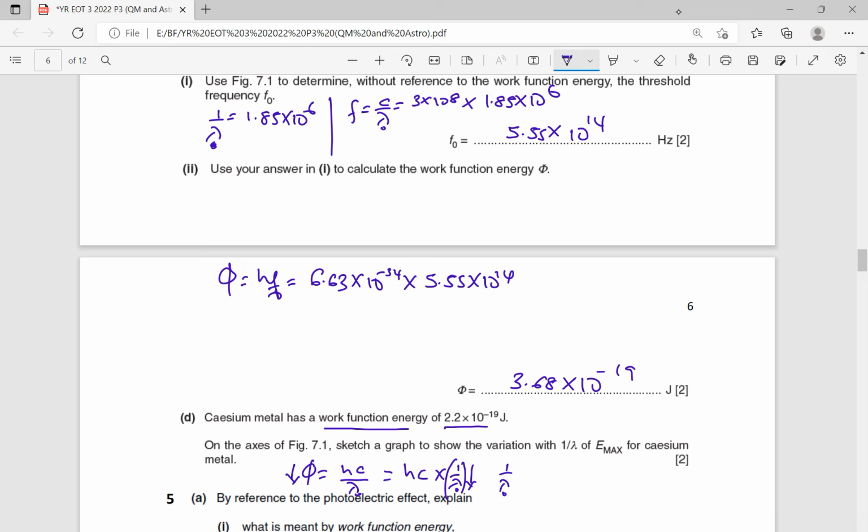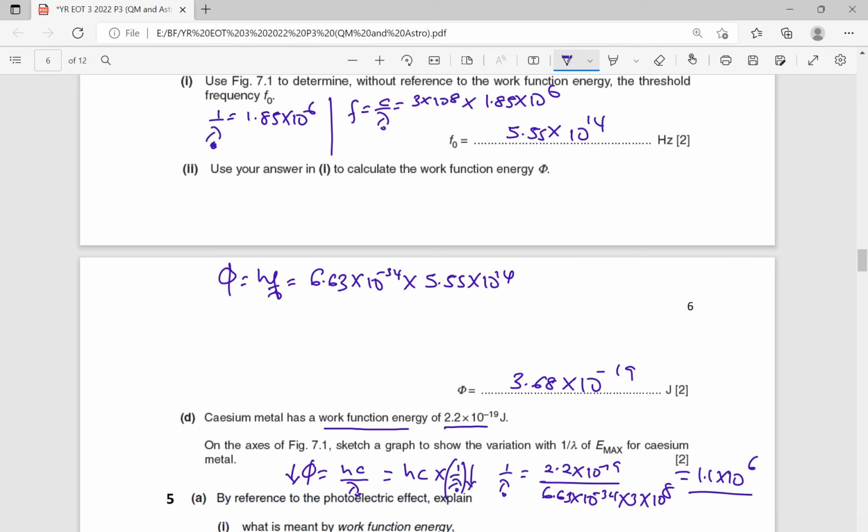1 over lambda naught is going to be equal to 2.2 times 10 power negative 19, that is the work function, divided by hc, which is 6.63 times 10 power negative 34, then times 3 times 10 power 8. And when you press your calculator, you get approximately 1.1 times 10 power 6. So the new value of 1 over lambda naught is approximately 1.1 times 10 power 6.